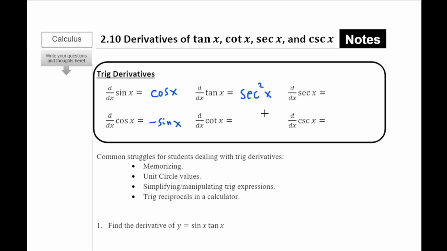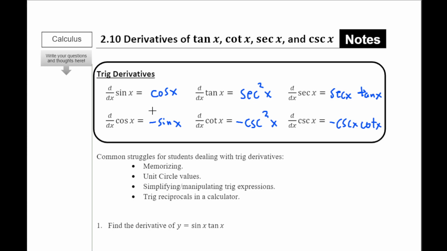So these four right here, they aren't that common, but it's still good to memorize because they do show up on the AP exam. Derivative of cotangent x is negative cosecant squared x. Derivative of secant x is secant x times tan x. Derivative of cosecant x is negative cosecant x cotangent x.